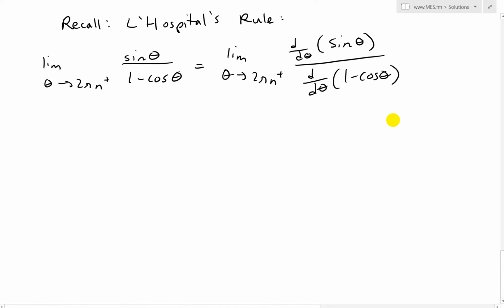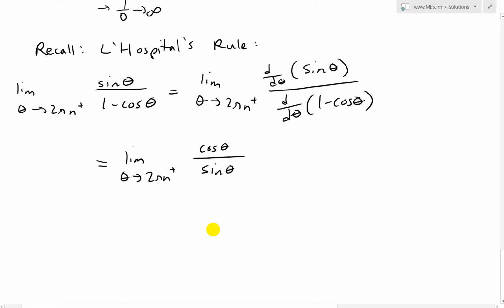When we take the derivatives, we end up with something like this. The derivative of sine is cosine theta, so we get the limit as theta approaches 2 pi n from the right. This is just tedious stuff. The numerator is cosine theta, and for the denominator we have the derivative of 1 minus cosine theta. The 1 goes to 0, and the derivative of negative cosine theta is negative sine theta, but there's a negative already, so it becomes positive sine theta, like that.